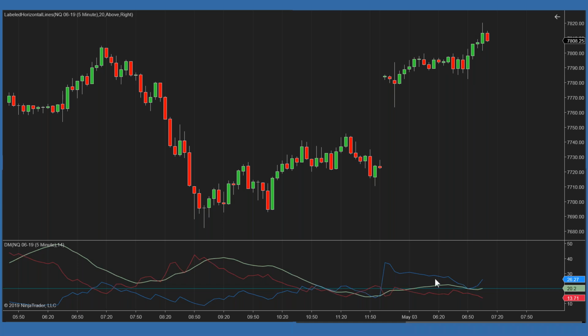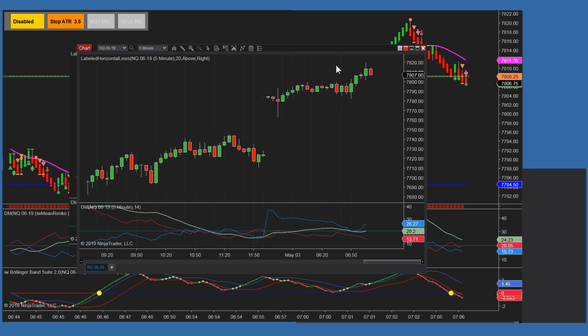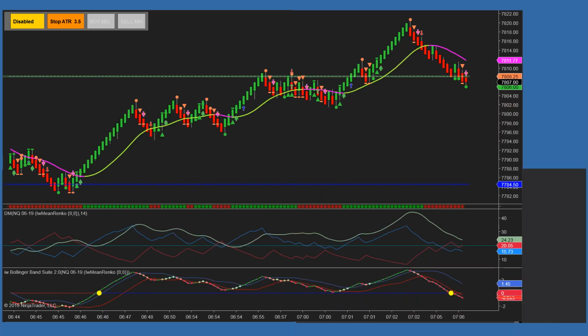But just having that directional bias gives you a different look at the marketplace and kind of a little bit of a heads up. But I find it to be much more effective, like I said, using like your mean Renkos.